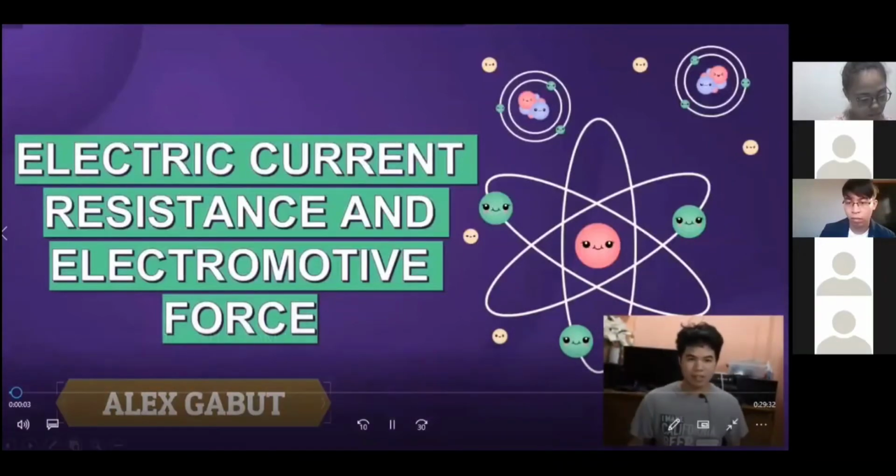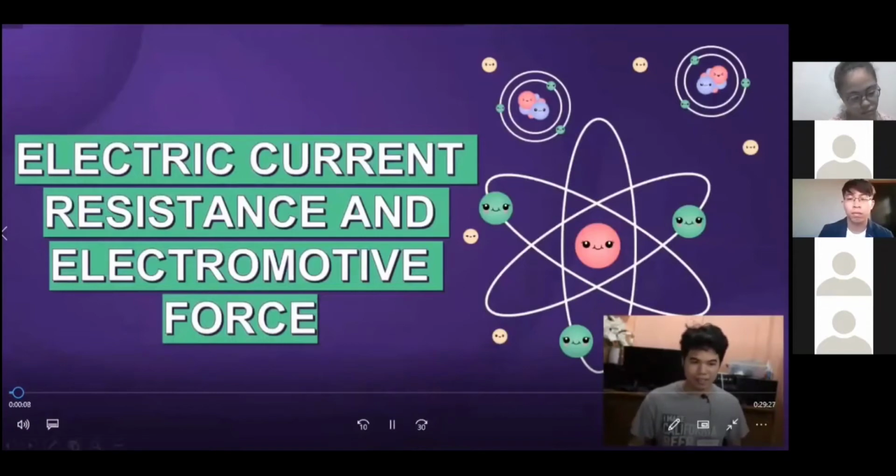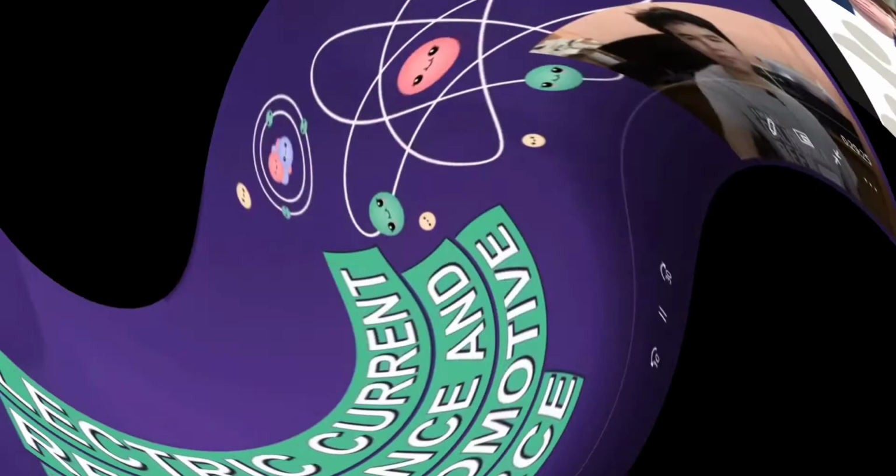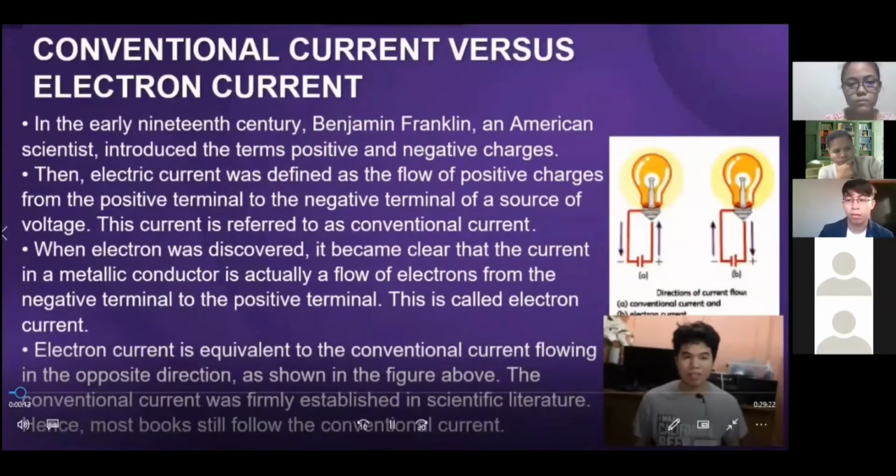Our group will now present the lesson entitled Electric Current, Resistance, and Electromotive Force. Our first topic is about conventional current versus electron current.